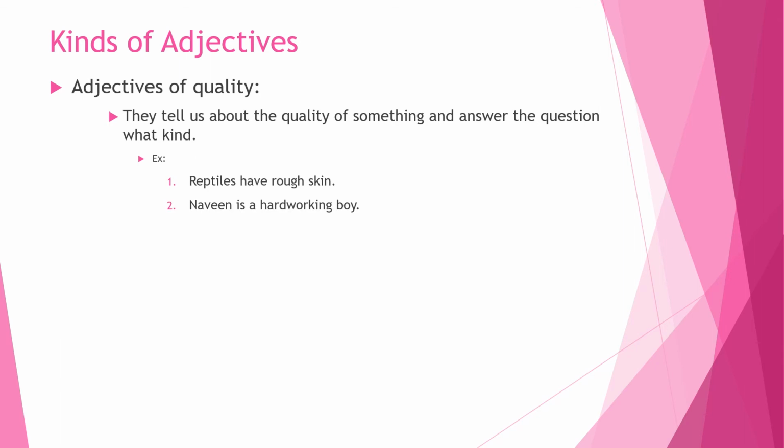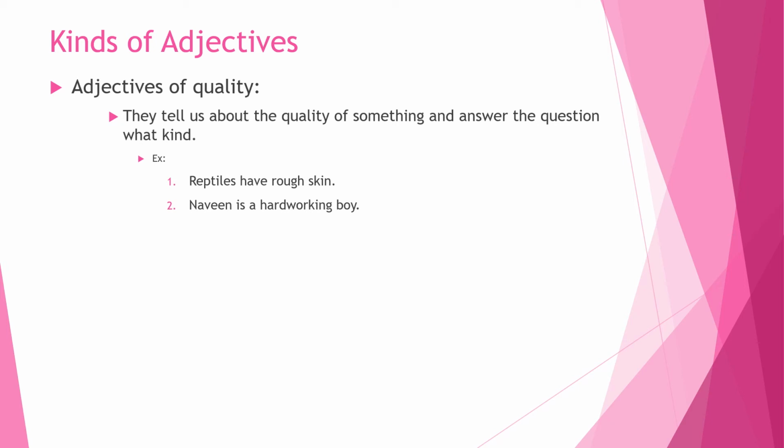Reptiles have rough skin. In this example, what kind of skin do the reptiles have? Rough skin. So, the adjective rough is answering what kind. So, it is called the adjective of quality.